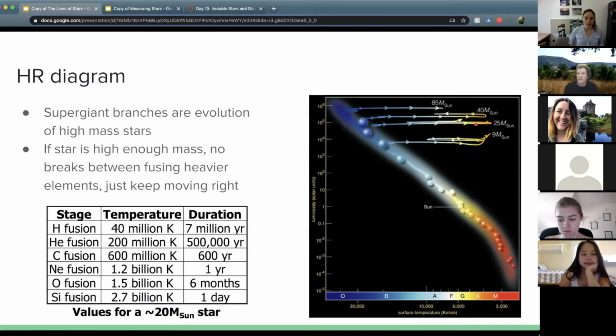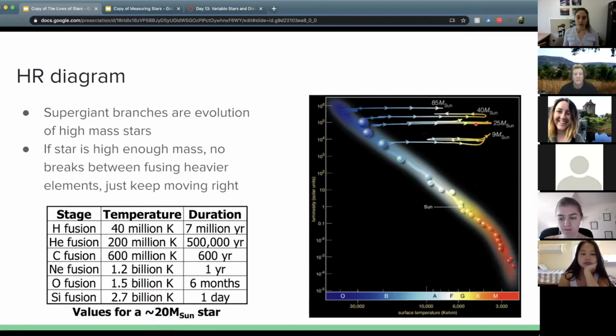Another thing we mentioned is that for most of a star's life, it will be on the main sequence. So most of a star's life, no matter how massive it is, it will be burning hydrogen to helium. The rest of the steps will happen fairly quickly.